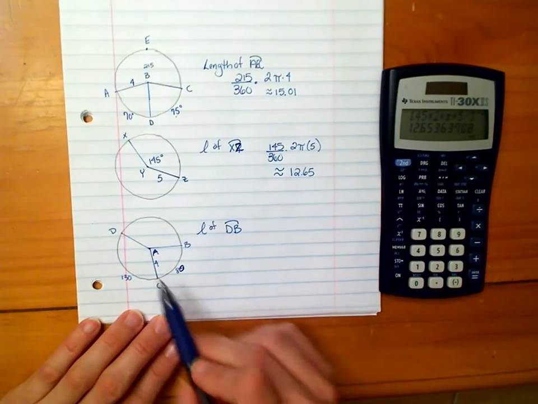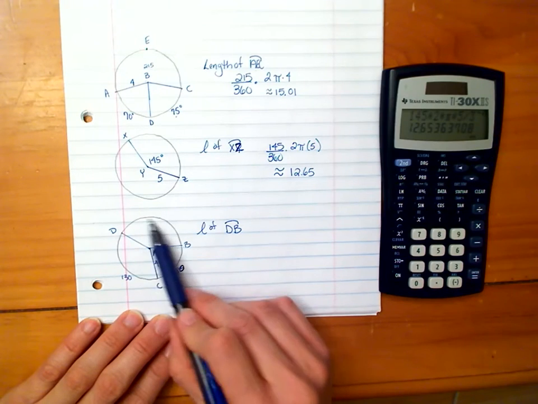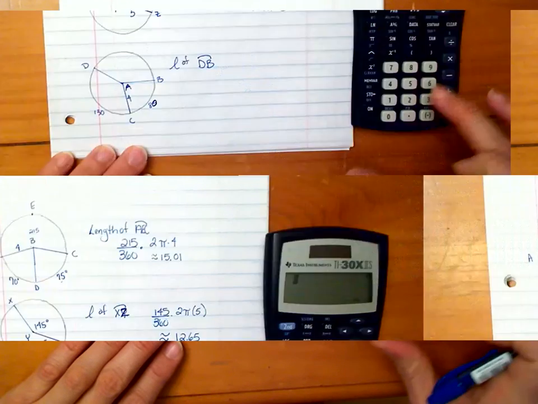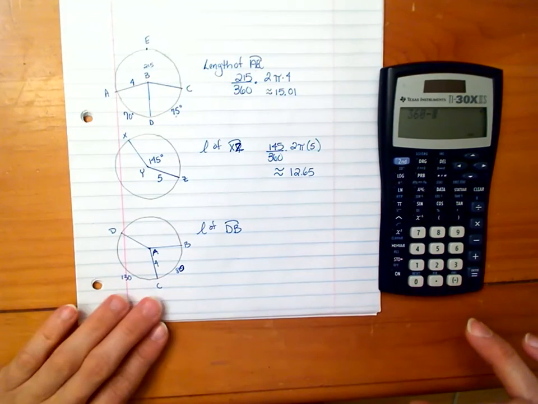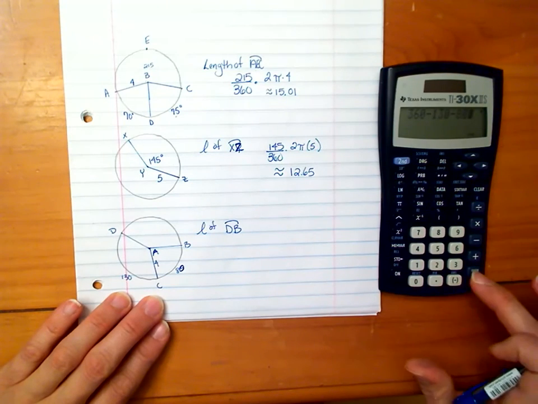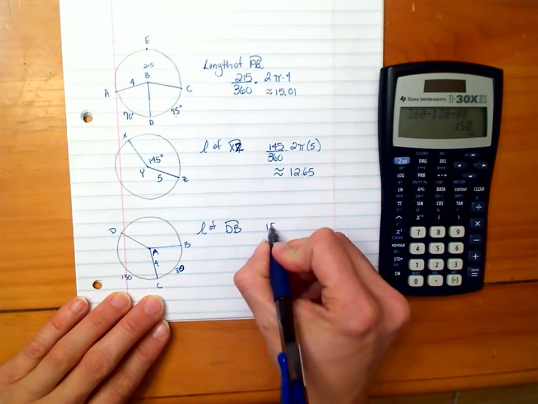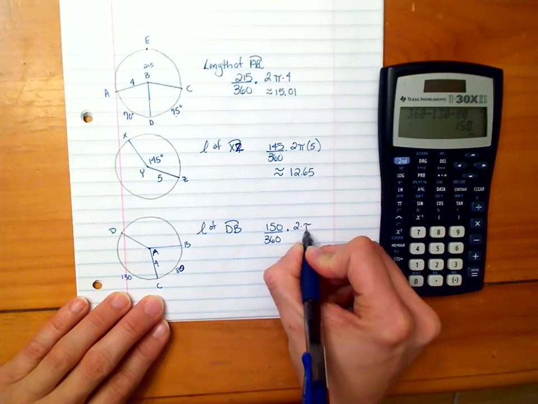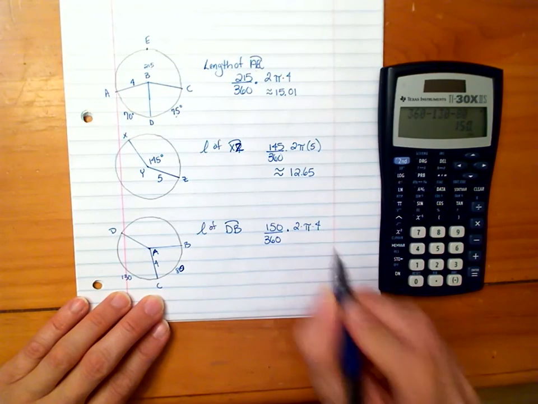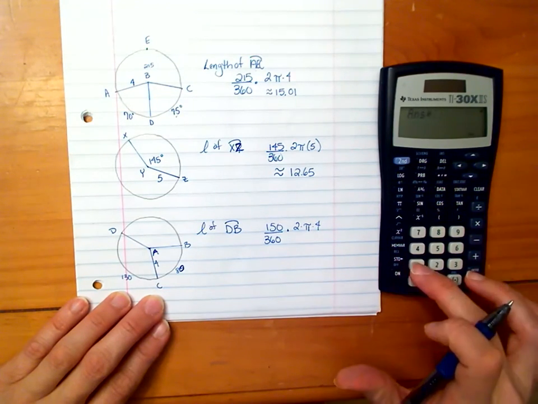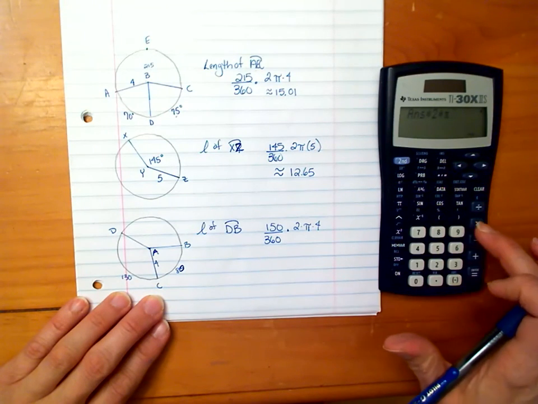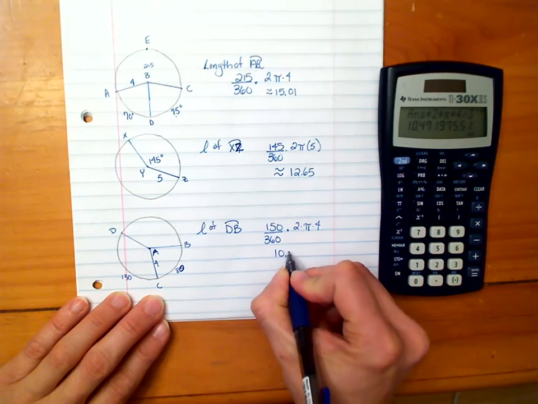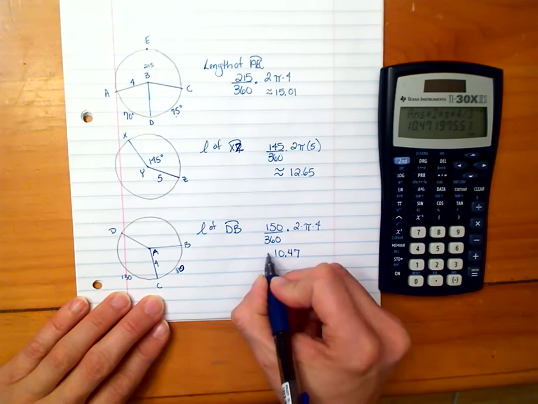Okay, on to this one. We're trying to find arc DB, the length of arc DB. Once again, we don't have that, so we have to find it. So we take 360 and we minus the 2 arcs that we do have, which are 130 and 80, and we get 150. We divide that by 360, and we times it by 2 times pi times 4. So we take 150 times 2 times pi times 4 and divide it by 360, and we get approximately 10.47. The 1 tells us to keep the 7 the same.